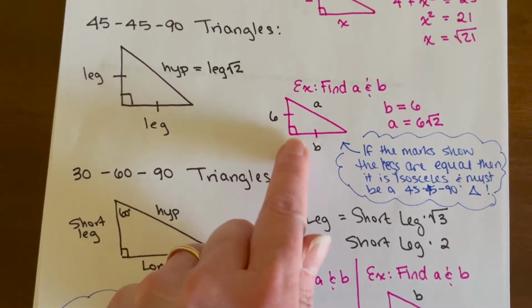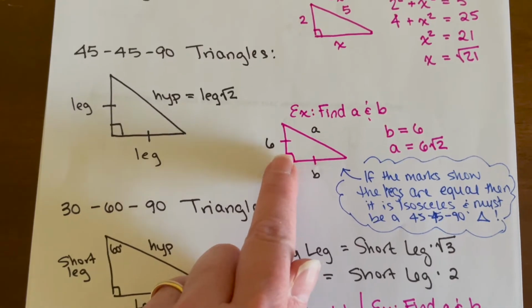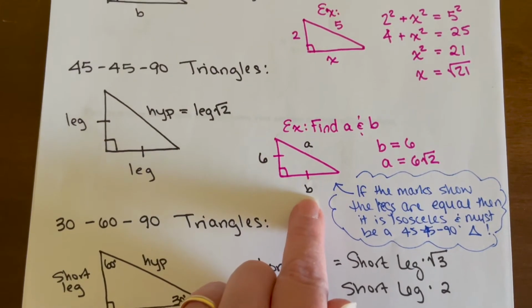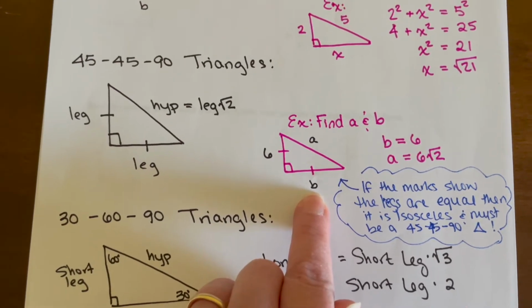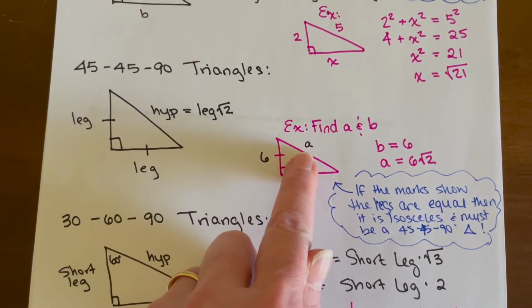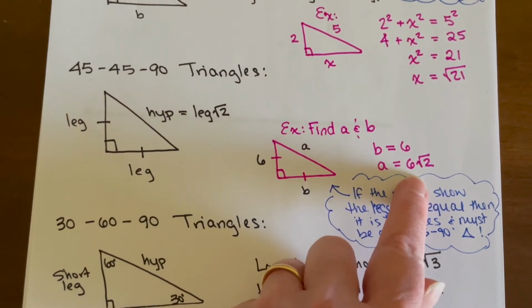So in this case, again, you have to be careful what you're solving for. I'm given one leg. The little tick mark here tells me the other leg has to be congruent, so that's also 6. And then the hypotenuse is just the leg times root 2, so 6 root 2.